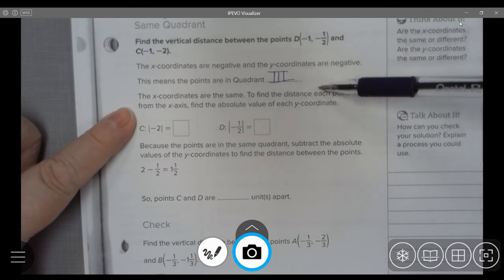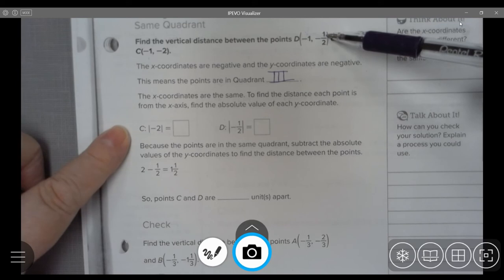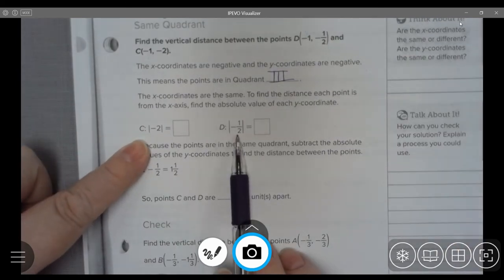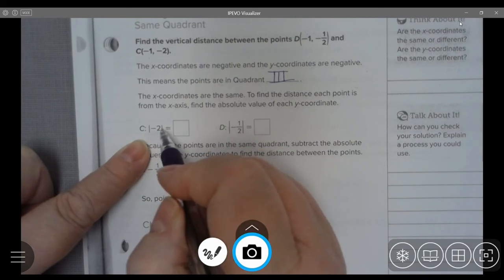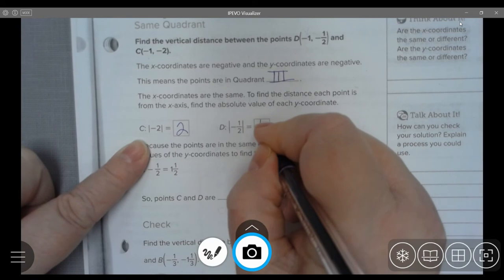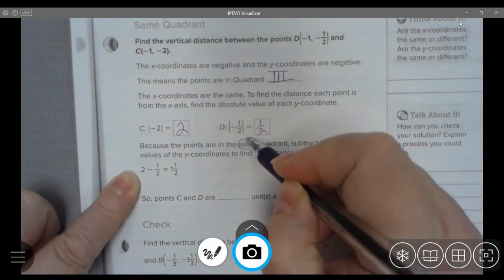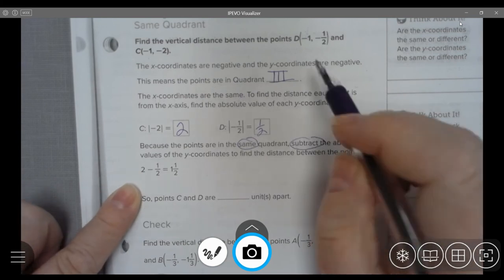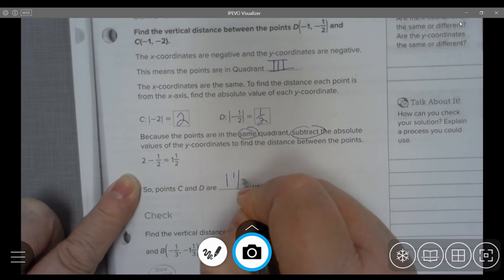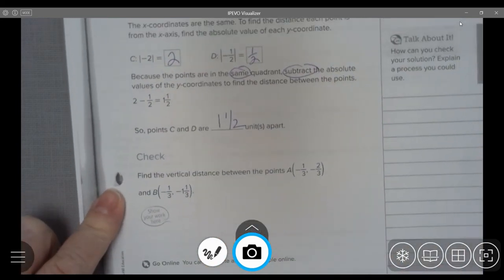To find the distance each point is from the x-axis, find the absolute value of the y. So we need to find the absolute value of -2 and the absolute value of -1/2. So the absolute value of negative 2 is 2. The absolute value of negative 1/2 is 1/2. And because they're in the same quadrant, we subtract. So 2 minus 1/2 gives us 1.5 units apart. And we could do that even without the picture.